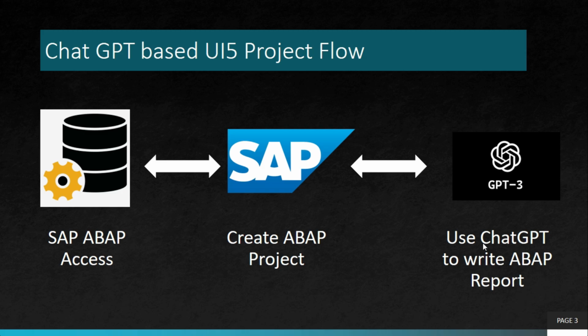Here is the flow of SAP ABAP code writing using ChatGPT. You need to have SAP access. Then you need to create an SAP ABAP project or SAP ABAP report using a transaction called SE38. And then you use ChatGPT to write snippets of ABAP, copy and paste them, and run the ABAP code.